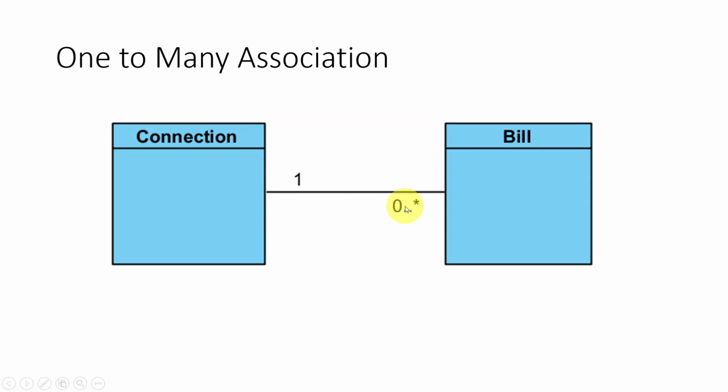Then there can be one-to-many associations. Maybe one internet connection is associated with many bills. Assume that you get a bill each month, and one bill is associated with one connection because a bill is per connection. Then we say that it is a one-to-many association. And again the 0 is because maybe initially the connection is not associated with any bill.